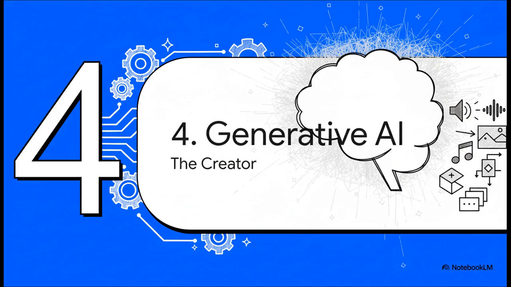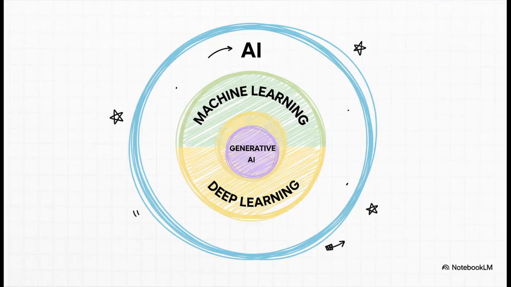This is the moment where the machine stops just analyzing the world and actually starts creating new things in it. And there it is, the whole picture, the full set of nesting dolls. Generative AI is a type of deep learning, which is a type of machine learning, which is a field within the universe of AI. It's that innermost circle, representing the most recent, most powerful breakthroughs that are built on top of all the layers that came before.